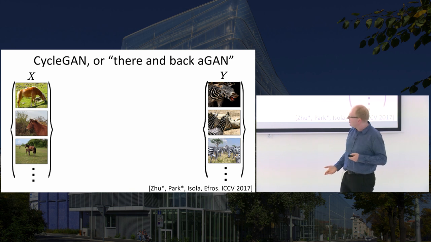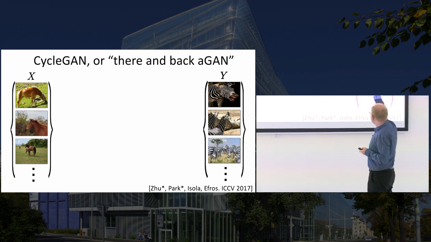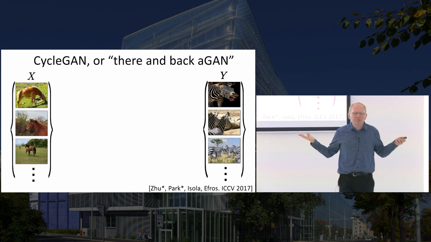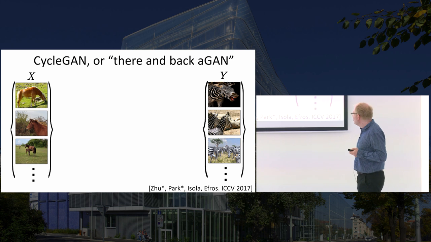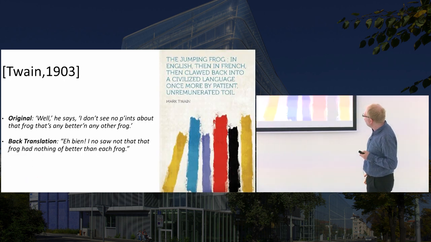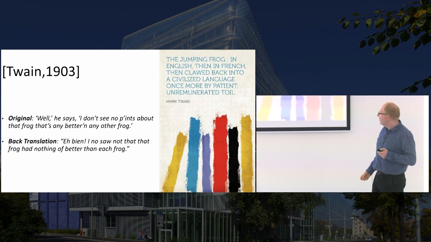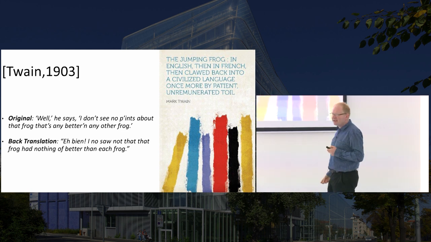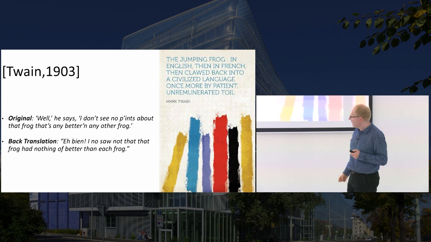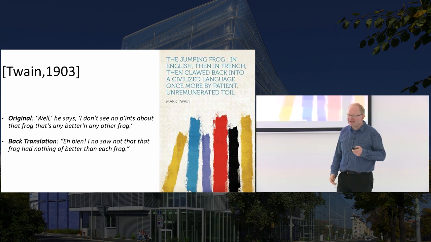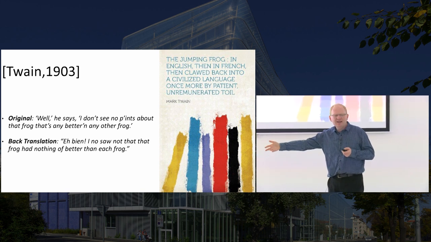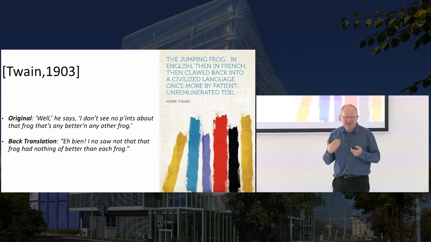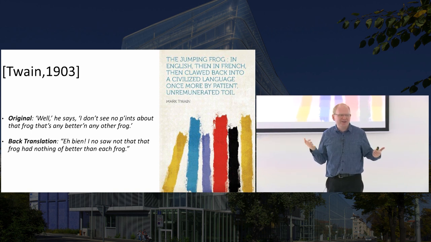labeled pairs. So let's say we want to translate from horses into zebras, right? There is no possible label data for this. So how do we do this? Well, we can take inspiration from actually Mark Twain and the idea of back translation in language. And the idea of back translation is that if you want something translated in a foreign language you don't know, you hire one translator to translate to that language, and you hire another one to translate back into a language you do know, and then you double check that it still makes sense, right?